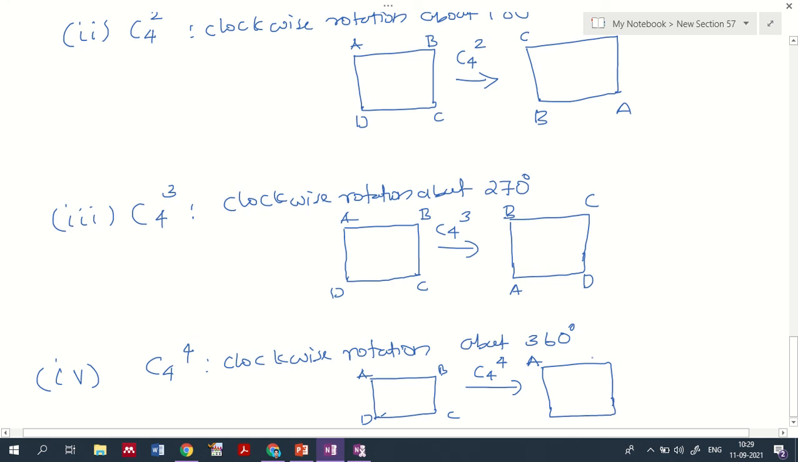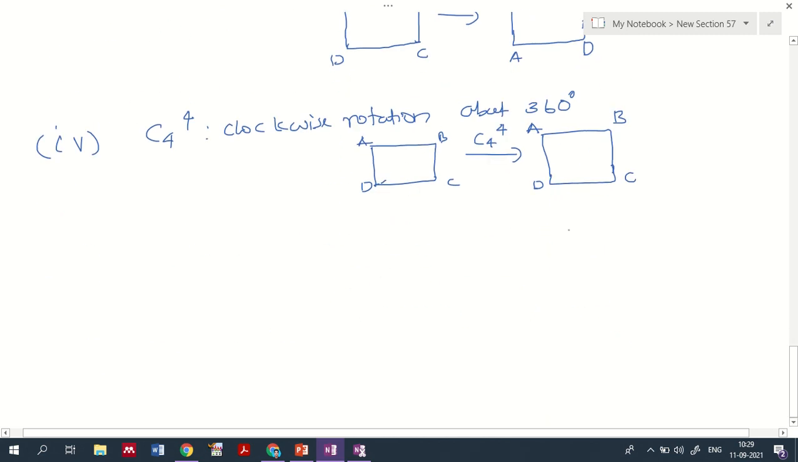Okay, under this operation again you will be getting ABCD. So you can say that C4-4 is an identity element here, because under this operation you are getting the same one. So this is the identity element corresponding to the set. Okay, so you understand what we have done here. It is about rotational symmetry. We just have done a corresponding value here.